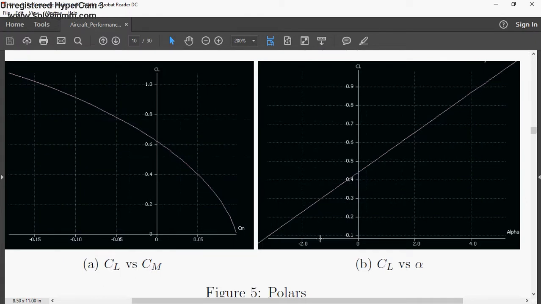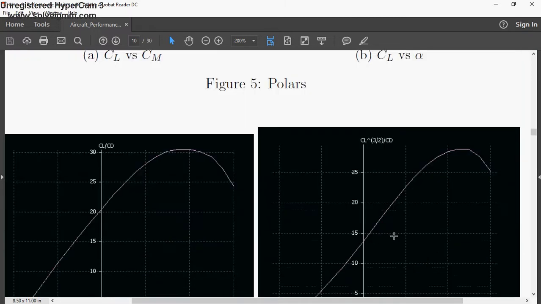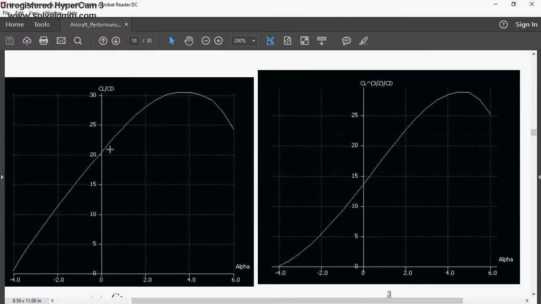As you can see, at a CM of 0, we have a CL of 0.62, which is as calculated for our cruise velocity. At this angle of attack to trim, we have a CL over CD ratio of 227, which is very high and comparable to most high-performing gliders. And we have a CL to the power 3 over 2 over CD value of 21.